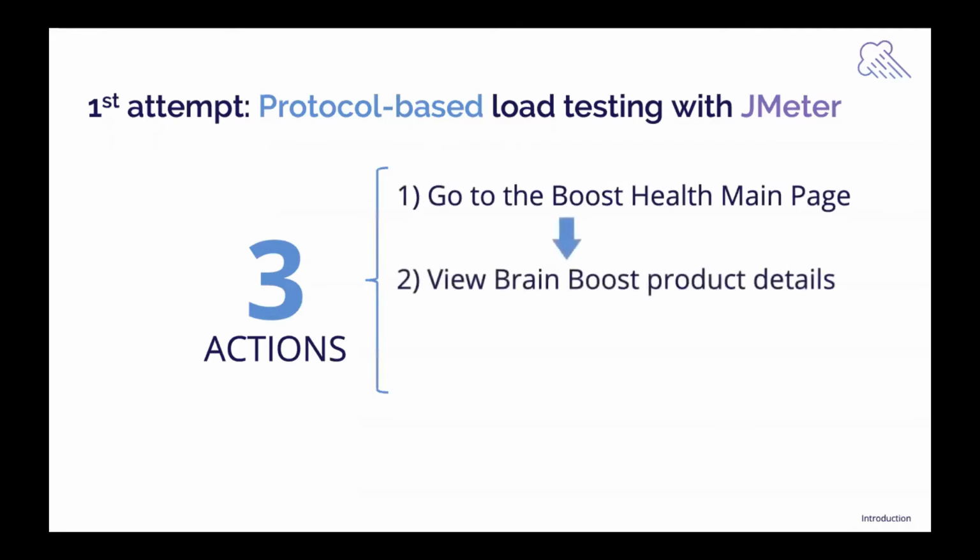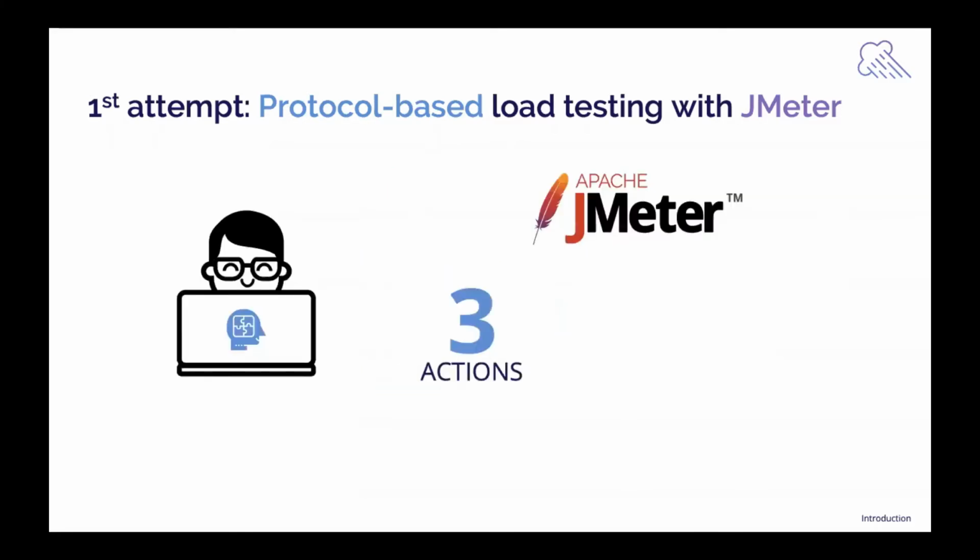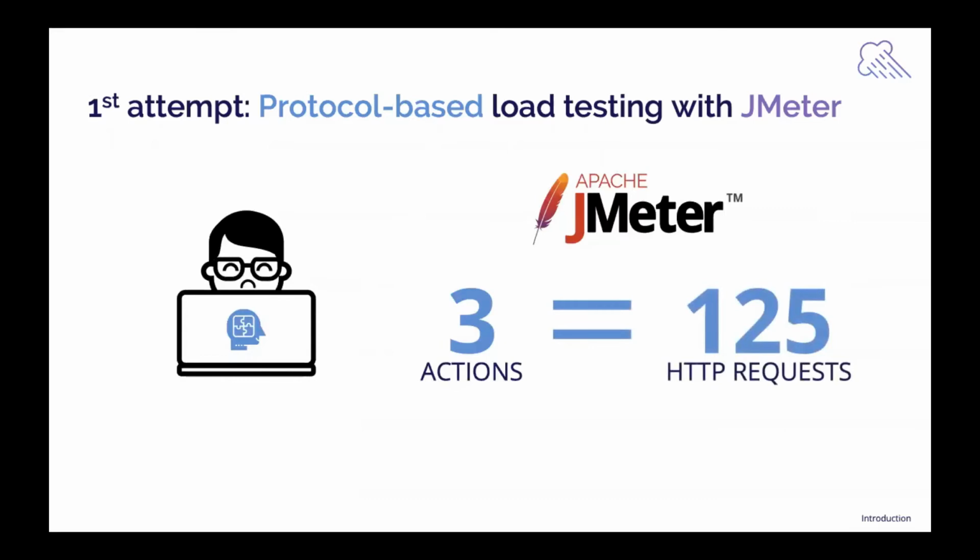Second, view the Brain Boost product details. And third, add Brain Boost to the cart. To simulate this workflow, the Boost engineers need to program JMeter to send 125 different HTTP requests in the correct order. So this is clearly a great deal of work for the team. On top of this, JMeter is a complex tool and the learning curve is steep. So the team settles in for many painful days of work ahead.